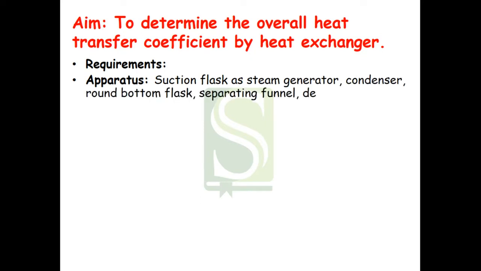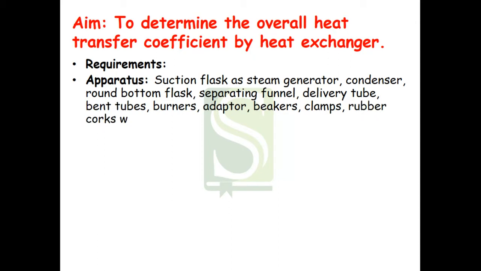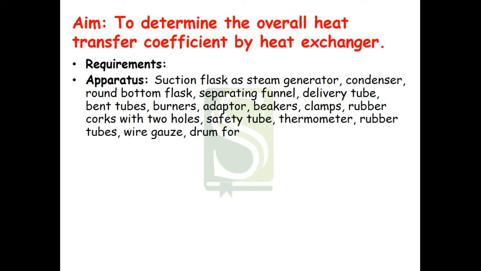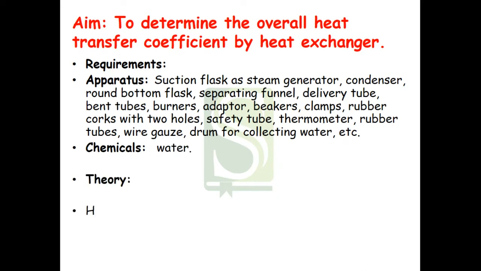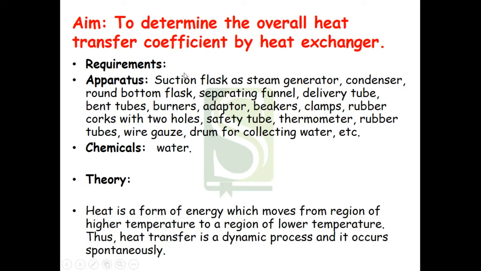We will need a condenser, round bottom flask, separating funnel, delivery tube, bend tubes, burners, adapter, beakers, clamps, rubber corks with two holes, safety tube, thermometer, rubber tubes, wire gauze, drum for collecting water, etc. In chemicals we will require water. So now let us see what we are going to conclude from performing this experiment.